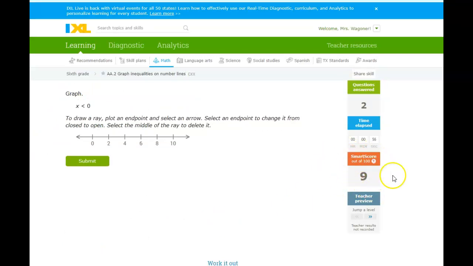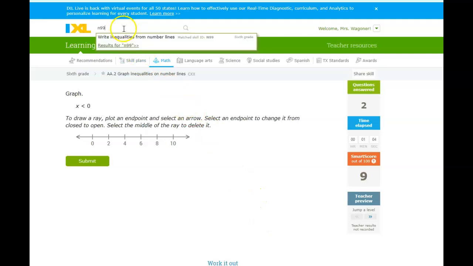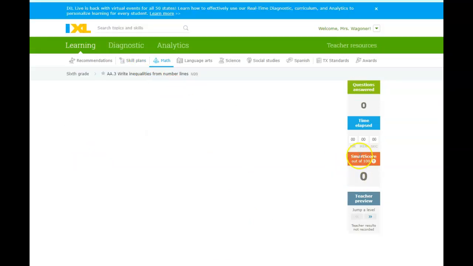And now your SMART score has to be a 70 before you can move on to this next code, which is N99. So remember, you have to have a SMART score of 70.